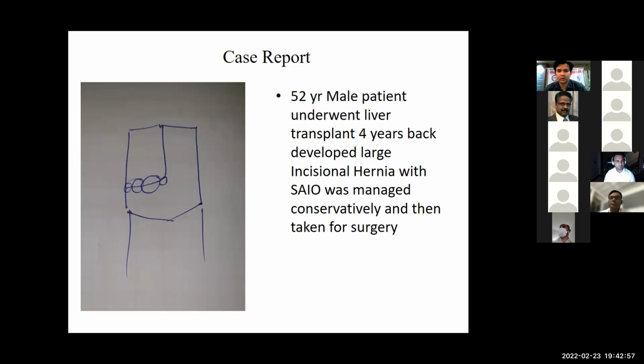So we have a case report. A 52-year-old male who underwent liver transplant 4 years back developed an incision hernia with subacute intestinal obstruction, was managed conservatively and was taken for surgery. We have one short video, sir.